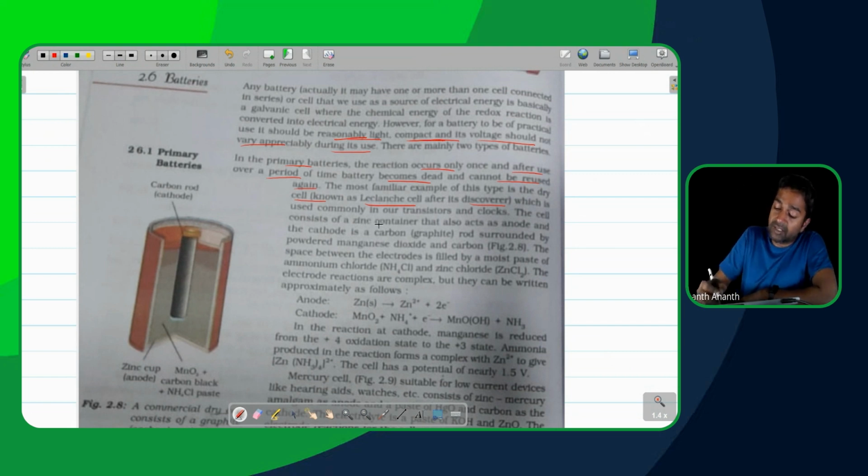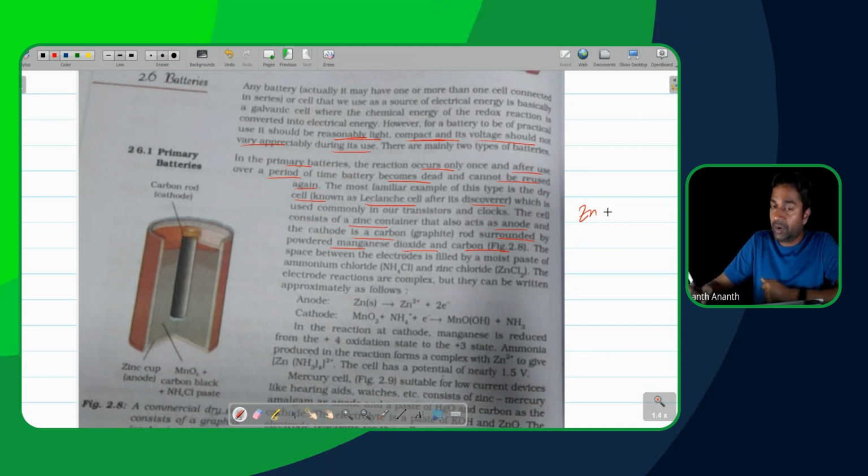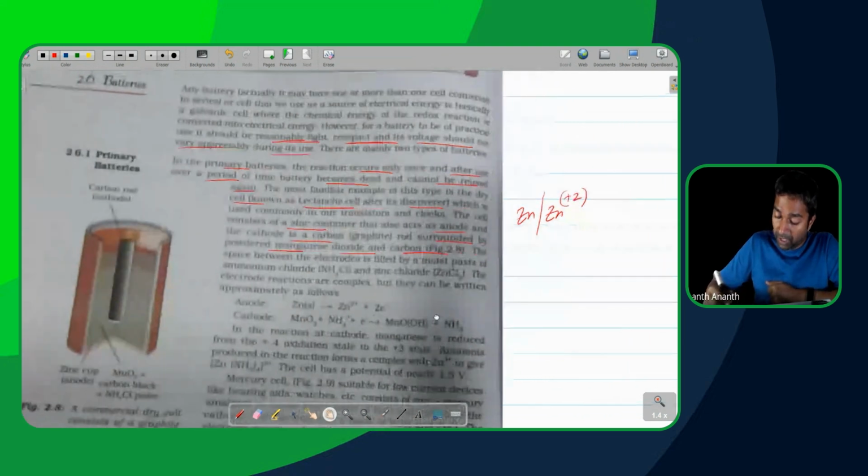The cell consists of a zinc container that also acts as the anode, and the cathode is a carbon graphite rod surrounded by powdered manganese dioxide and carbon. So what is going to be the cell here? Let's write down the cell here. In this case, the cell is going to be zinc over here. And since it is going to be the anode here, the zinc is going to become zinc plus 2.